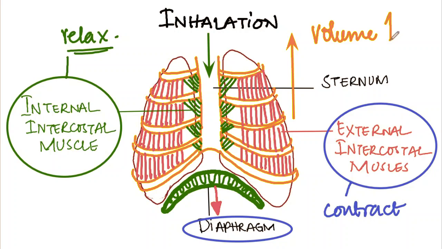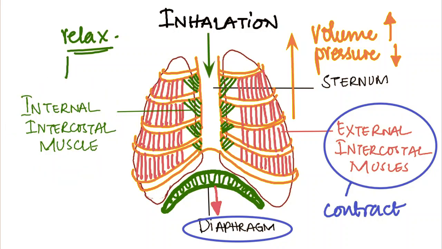A rise in the volume of the chest cavity causes a fall in the pressure. A decrease in the pressure inside the lungs causes the air from the outside to rush in to compensate the pressure difference. During the contraction of the external intercostal muscles and diaphragm, the internal intercostal muscles should relax to allow the movement of the chest cavity upwards and outwards.